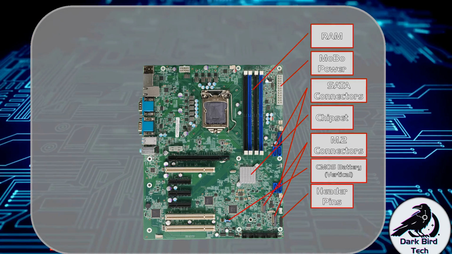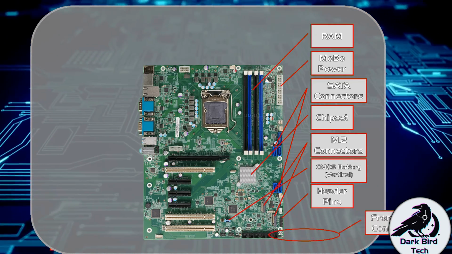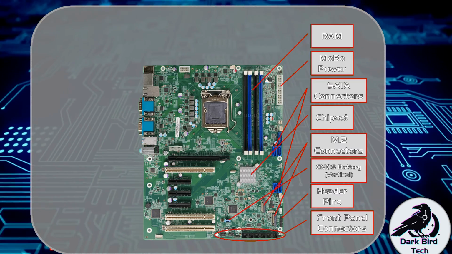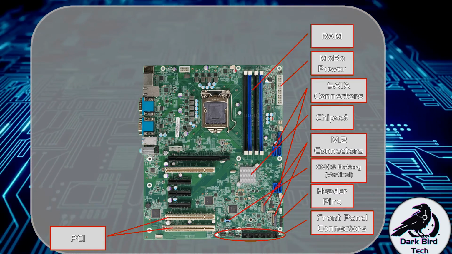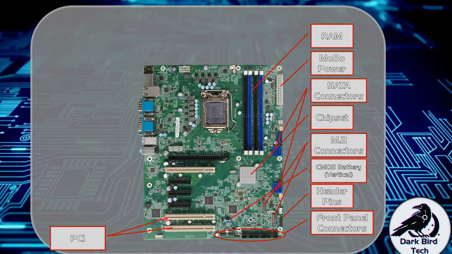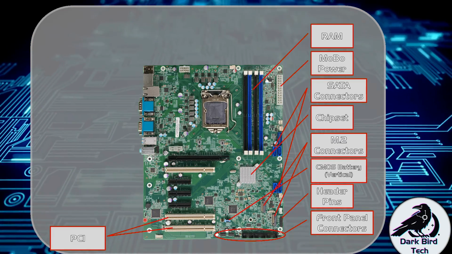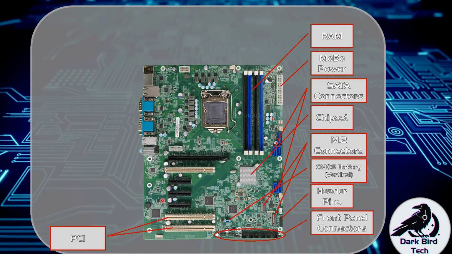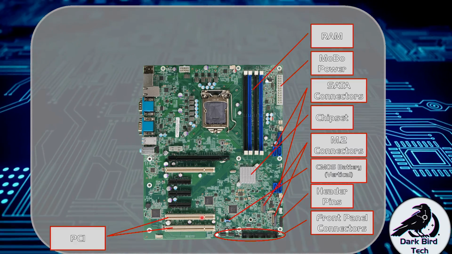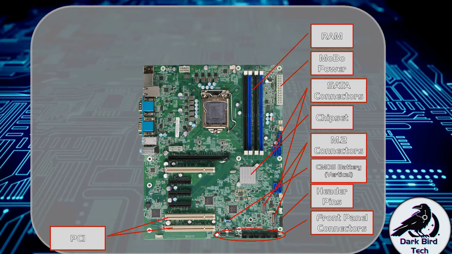Here's your header pins for this motherboard. Your front panel connectors are down there. Those are PCI connectors, partly because they're a boring color, but if you look closely, they are very near the edge of the motherboard compared to the rest of them. Long gap, tooth, small gap in the middle.